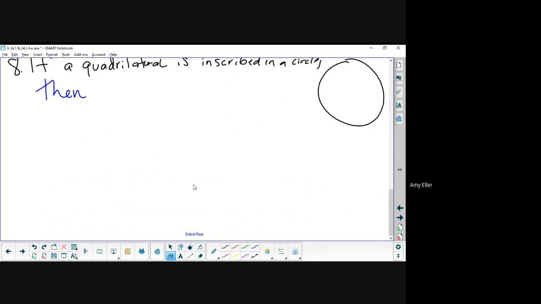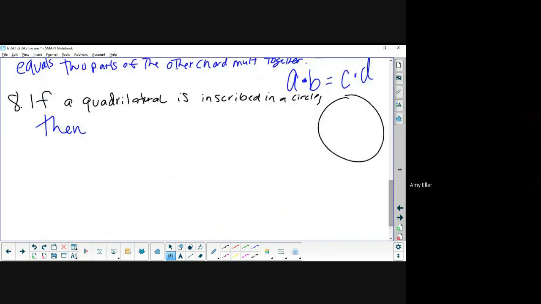The easiest way to draw a quadrilateral in a circle is not just to do this. That's not how it works. It's got to be touching the outside of the circle. So I like to just draw four dots on this circle. Anywhere you want on your circle, draw four points, and connect one to the next.